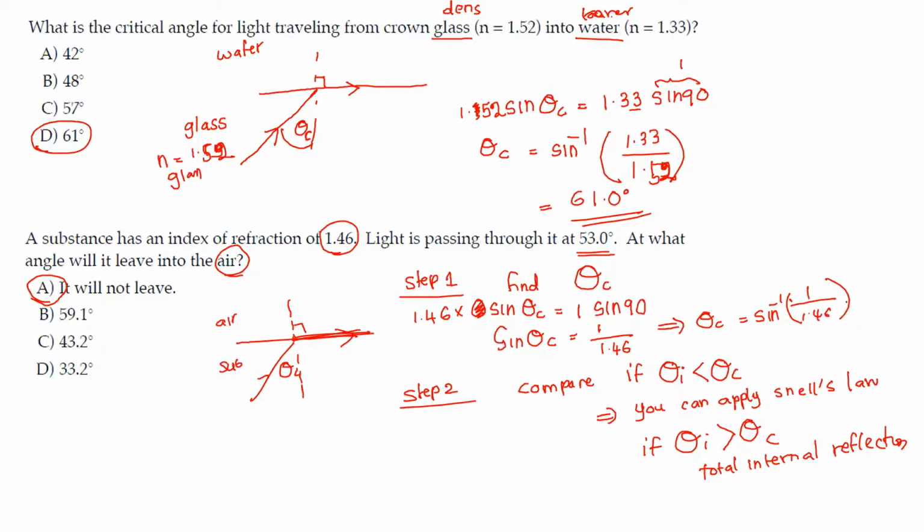So when you plug this in the calculator, you get 43.23. So this value, this is my critical angle. The incident angle is bigger than that, right? So this is the case. So 53 is bigger than 43.23. So this is the scenario, right? What is happening? When your incident angle is higher than the critical, it will bounce back to the same medium. It will not leave the medium. So your answer is A.